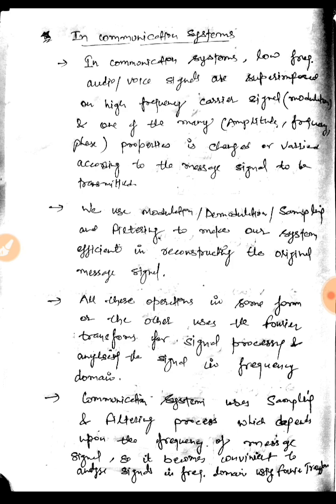All these operations in some form or the other use the Fourier transform for signal processing and analyzing the signal in frequency domain. So a communication system uses sampling and filtering processes which depend upon the frequency of the message signal. So it becomes convenient to convert our signal into frequency domain using the Fourier transform. So in communication we have so much requirement of the Fourier transform.